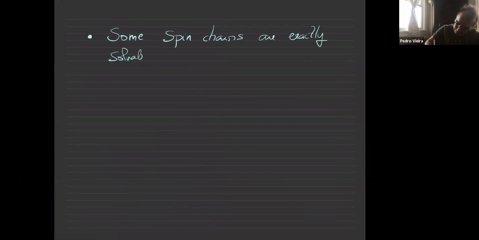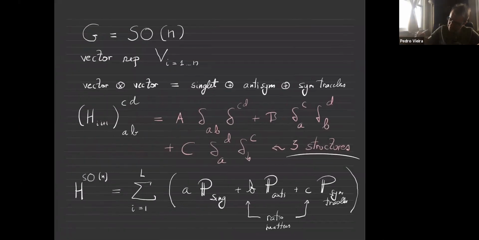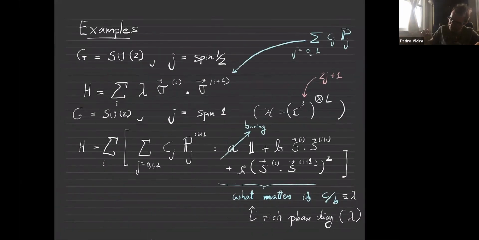And the second thing I want to say is that some spin chains are exactly solvable. So this is great because it means that even though it was an exponentially big matrix, we can compute its spectrum analytically for some of them. So, for example, you remember I gave you an example here, and I said what matters is this lambda, this ratio here, right? What matters is the ratio. So, for example, if B is equal to minus C, it's a particular spin chain, this H is solvable.